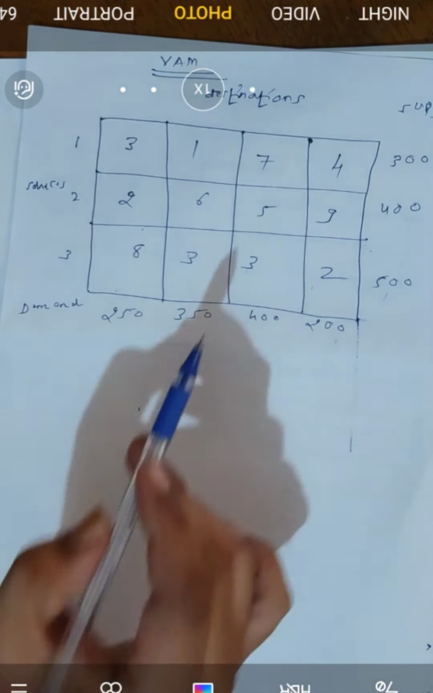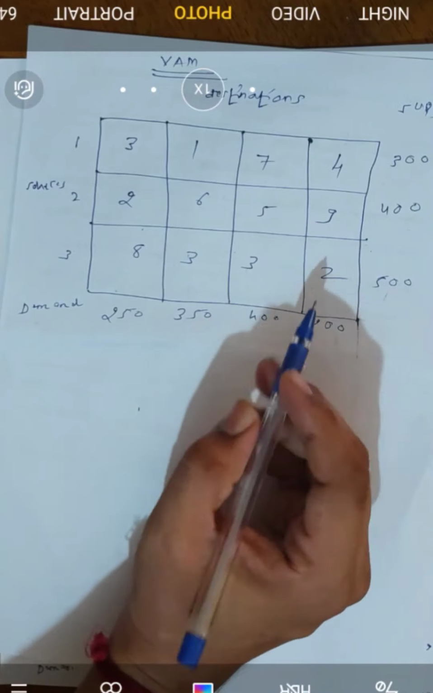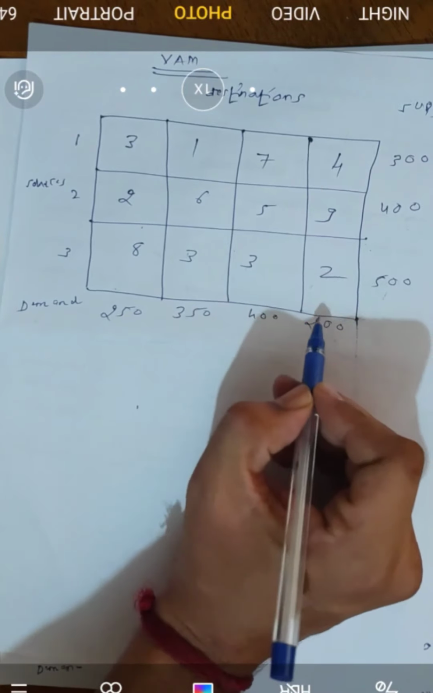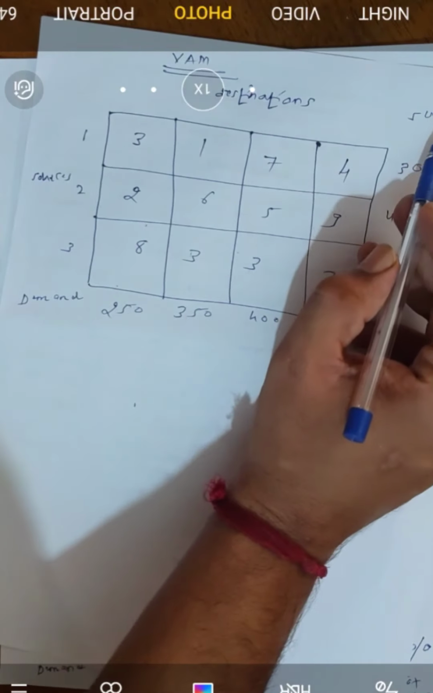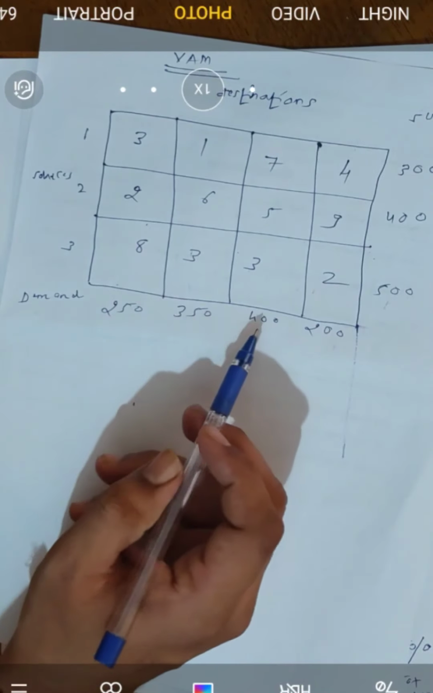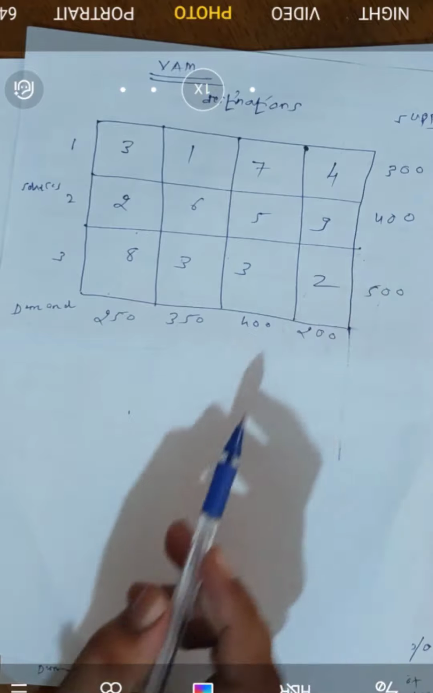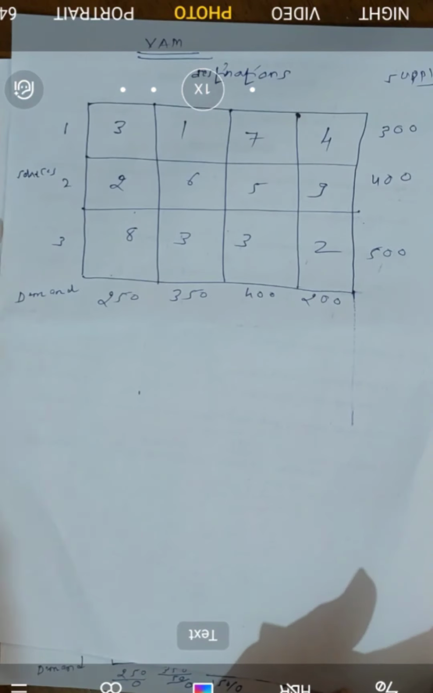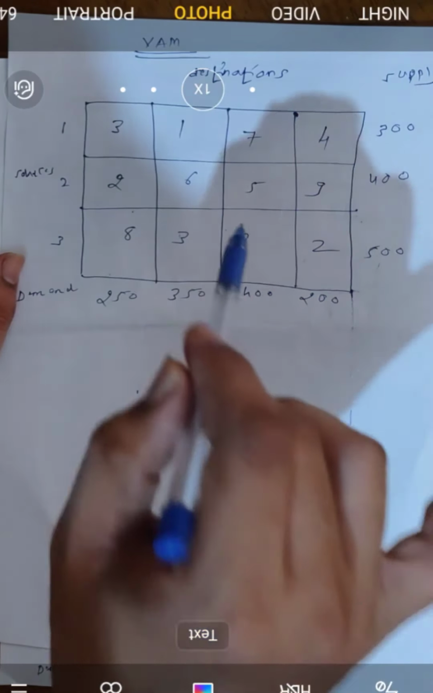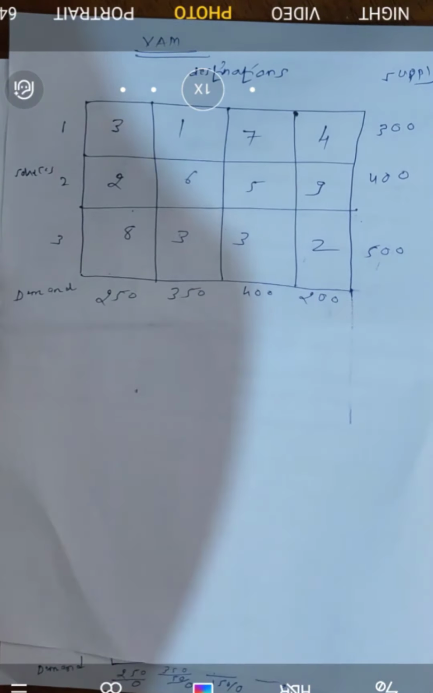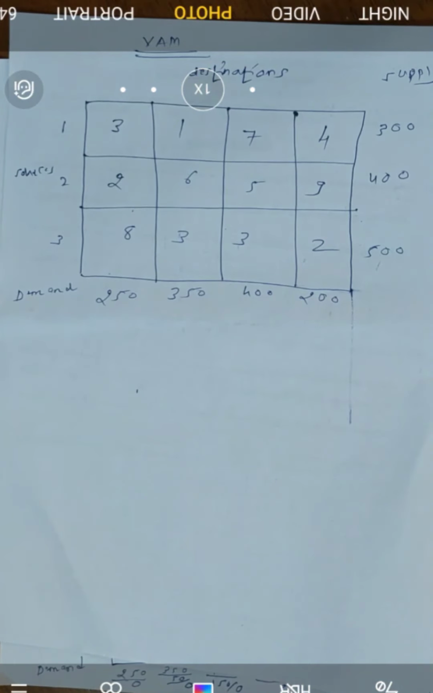Now where to do allocation? I already told you, before moving we have to check whether the transportation problem is balanced or not. The problem is balanced when demand is equal to supply. So you have to add all the demands and all the supplies. When both are equal, then you say the transportation problem is balanced. If the problem is not balanced, again I am repeating, you have to make it balanced and then solve the problem.